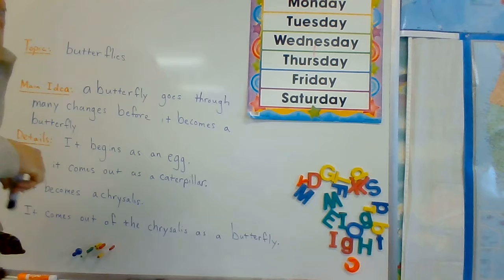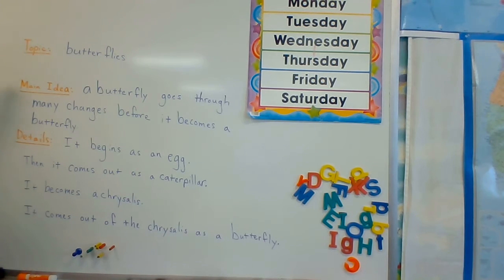So remember, as you read a story, look for the main topic. The topic is butterflies. And then you can think, well, what about butterflies? And that's where you get your main idea. The main idea of this story is a butterfly goes through many changes before it becomes a butterfly. Okay, so that's our main idea.